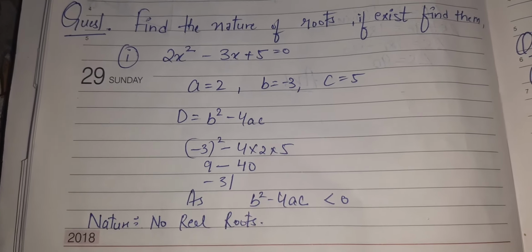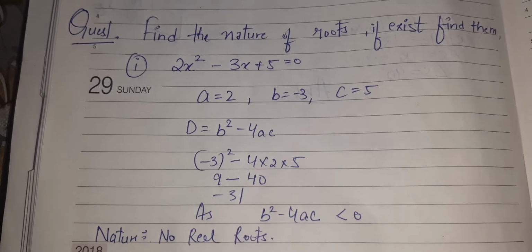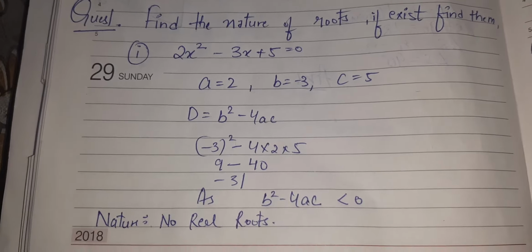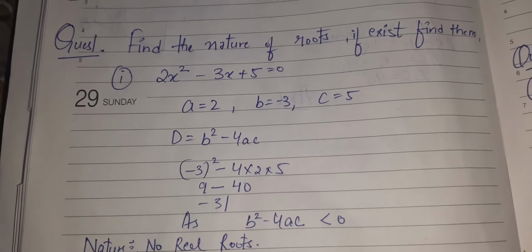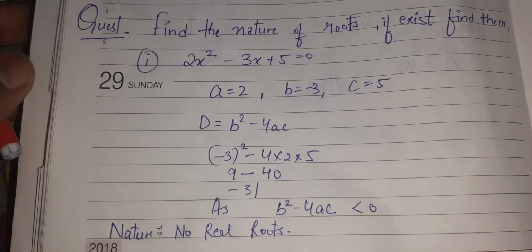Try to understand the topic. A is equal to 2, b is equal to minus 3, c is equal to 5. I have found b square minus 4ac, yes or no? I've got the value minus 31. That means the answer is negative. Discriminant is minus. We have no real roots. The nature will be no real roots.